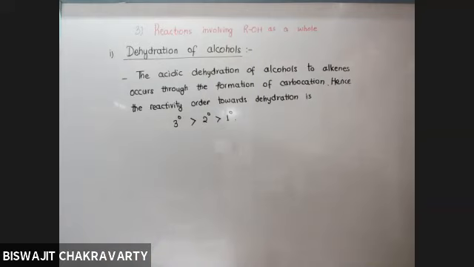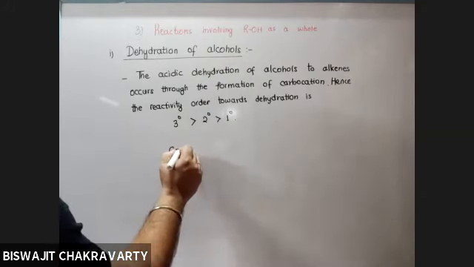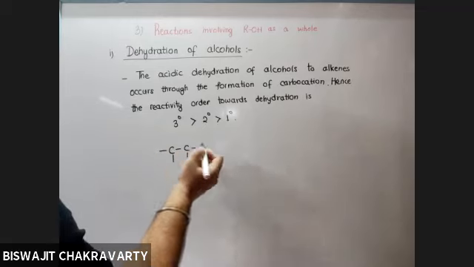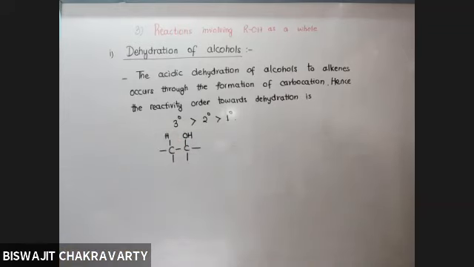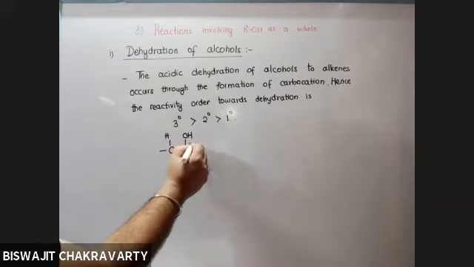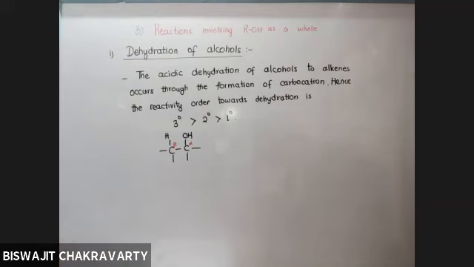So now the question arises, what is dehydration, that we have discussed. What is the order of dehydration, that also we have discussed. Now let us try to understand what exactly happens in case of dehydration. In order to show dehydration, the alcohol that we take must have at least one beta hydrogen. Now we know that the carbon next to the functional group is called the alpha carbon, and the carbon next to the alpha carbon is called beta carbon, and the hydrogens bonded to the beta carbon are called beta hydrogens.